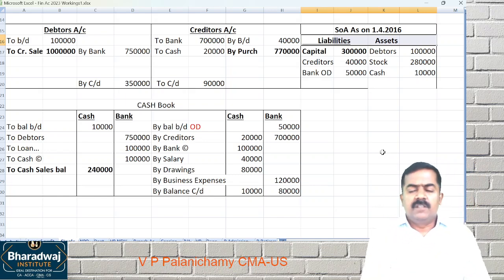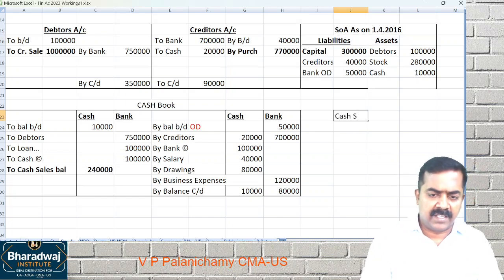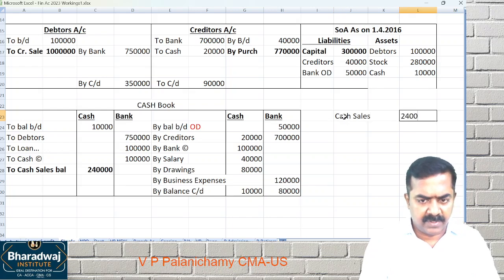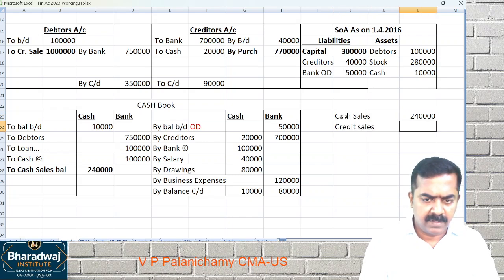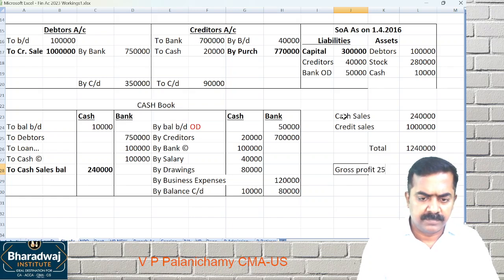So in this question we do extra workings. Cash and bank separately. So what is the cash sales? Cash sales is 2,40,000. Credit sales is 10 lakhs. Total 12,40,000. Gross profit is given. What percentage have they given? 25% on sales.